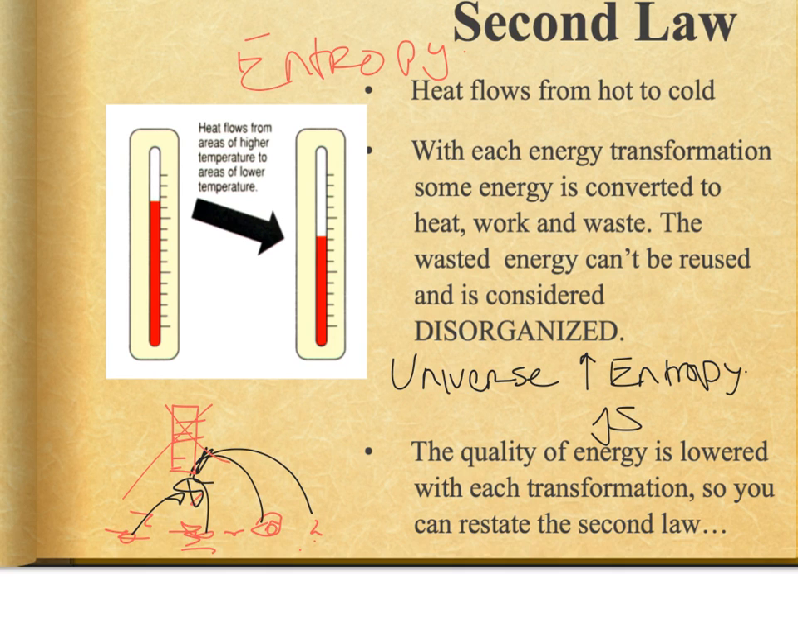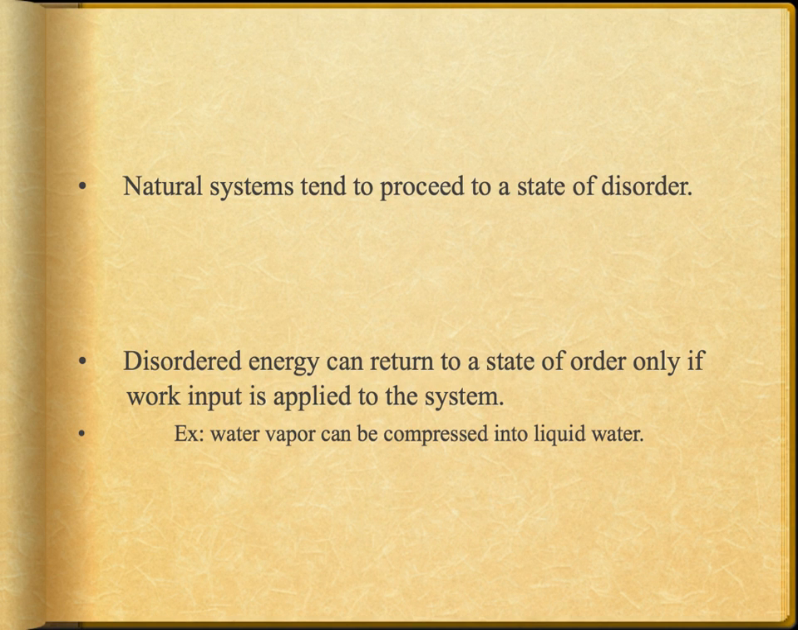Okay? The quality of energy is lowered with each transformation. So you can restate the second law: natural systems proceed in a state of disorder. Okay? Disordered energy you can only get back to order if you put work into the system. So you have to work really hard to get that evaporated water to condense back down.